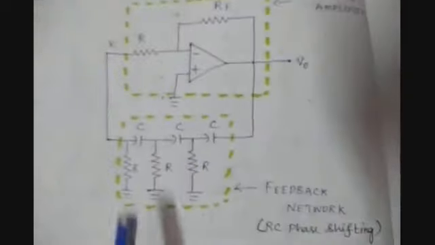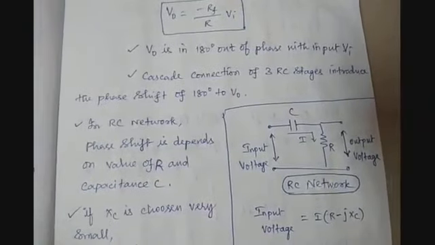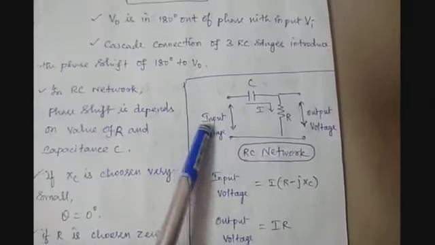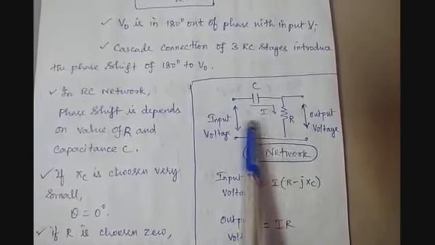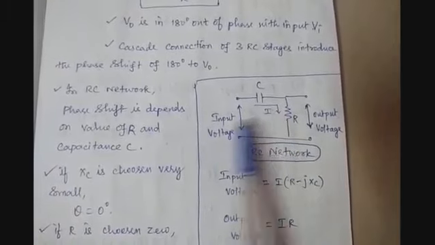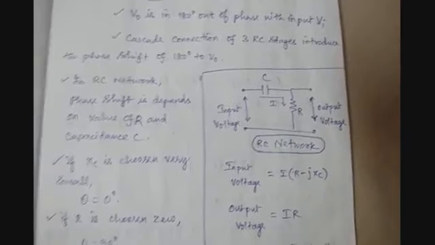See, this is the cascade connected RC stages, three RC stages. So how this introduces the 180 degree phase shift, we'll see. Here we have taken an RC network. So this is the RC network, and the current direction, input voltage, and output voltage, everything is marked.